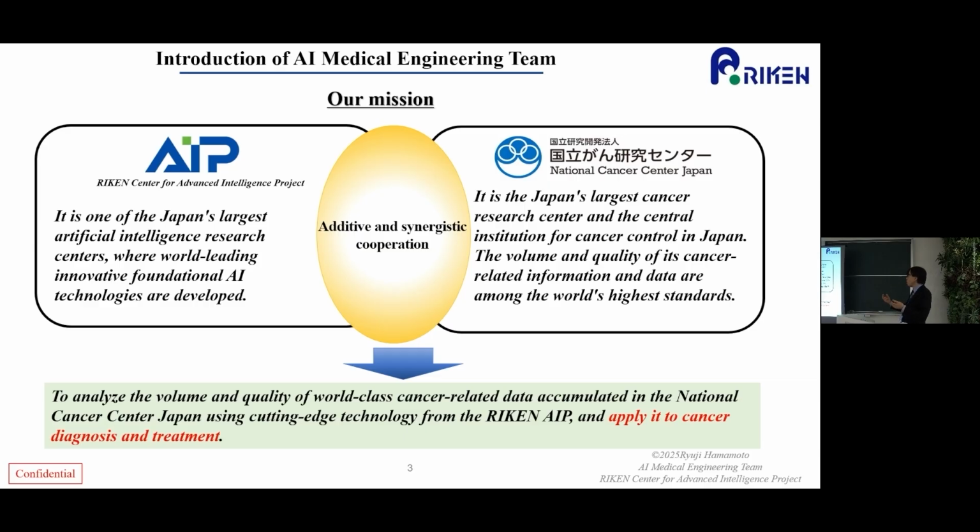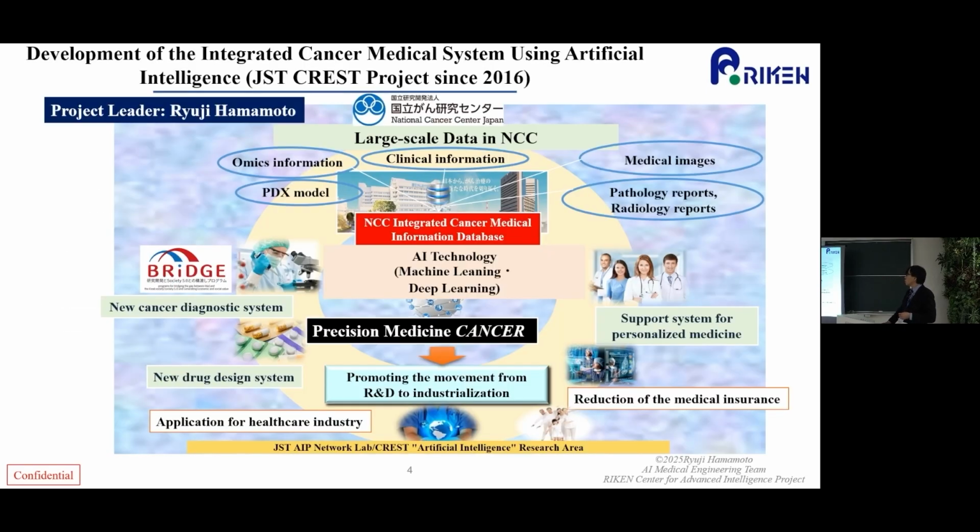So our mission is adaptive and synergistic cooperation between the AIP and the National Cancer Center Japan, to analyze the volume and quality of the world-class cancer-related data accumulated in the National Cancer Center Japan using cutting-edge technology from the RIKEN-AIP, and apply it to cancer diagnosis and treatment. The National Cancer Center possesses a huge amount of cancer-relevant data, including clinical information, omics information, medical images, PDX models, pathology reports, and radiology reports.